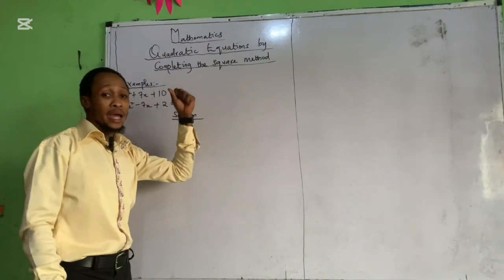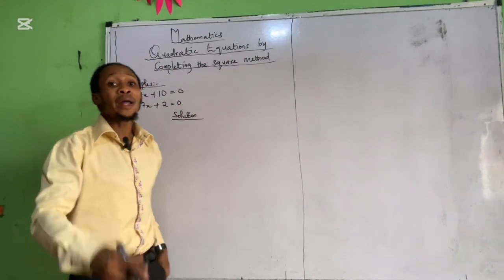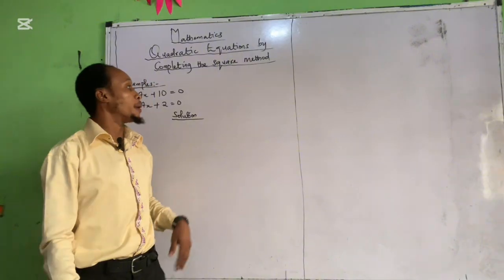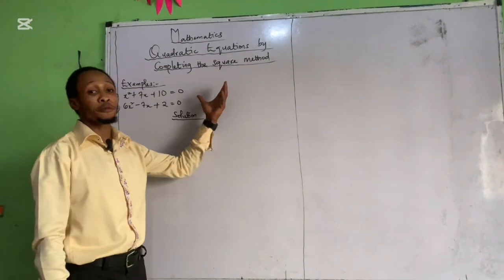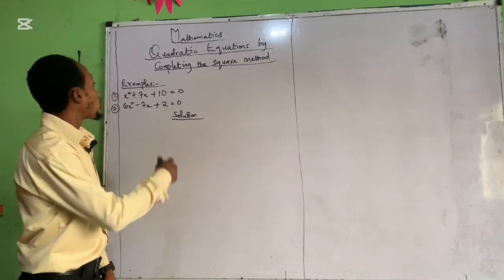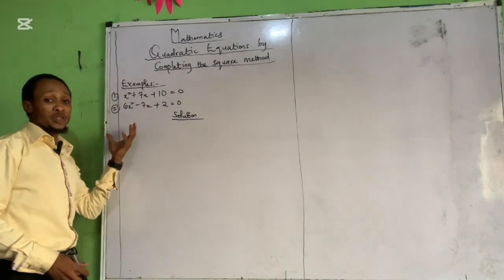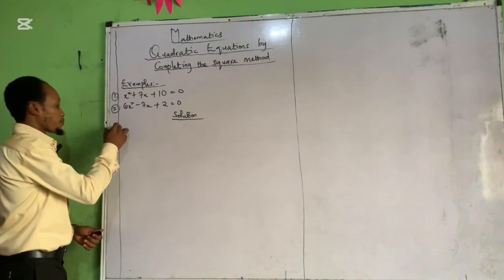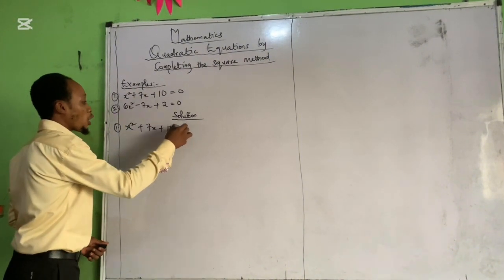Alright, today we have here quadratic equations by completing the square method. Remember in our last class, we looked at the factorization method. We also looked at the quadratic formula method. And today we'll be looking at completing the square method. So we have two examples here on the board. The first one is x squared plus 7x plus 10 equals 0.